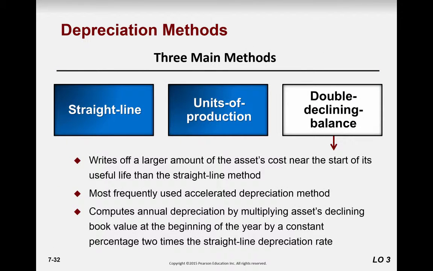So lastly, let's talk about double declining balance. And here what we're doing is we are writing off a larger amount near the start of the life than we're doing in straight line. So this is called an accelerated depreciation method. Also, MACRS, modified accelerated cost recovery systems, are used for taxes. And what we do is once we compute the annual depreciation, we divide the asset's declining book value at the beginning of the year by a constant percent 2 times. So we're doing 2 times the straight line rate.